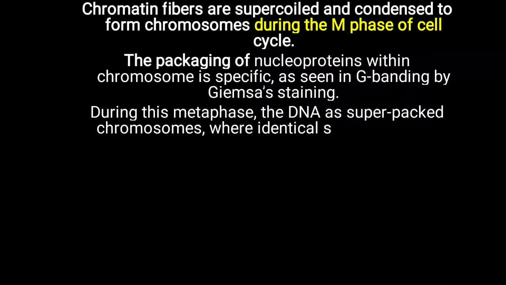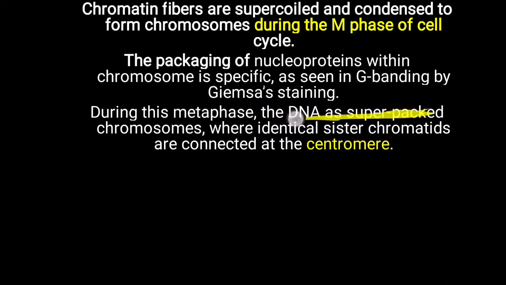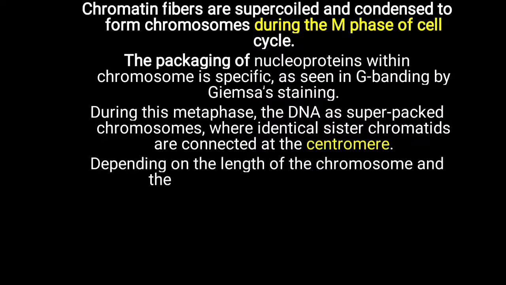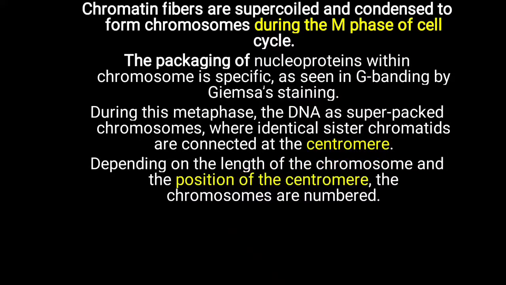During metaphase, the DNA is a super-packed chromosome where identical sister chromatids are connected at a particular location, and that location of connection of the two sister chromatids is called the centromere. Depending on the length of the chromosome and the position of the centromere, the chromosomes are numbered from 1 to 22. In our body there are a total of 23 pairs of chromosomes, and that numbering is possible with the help of the position of the centromere.